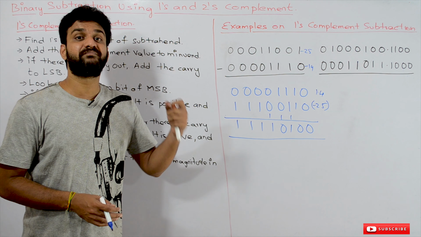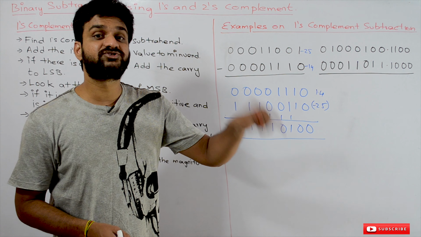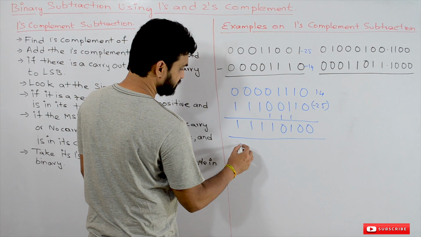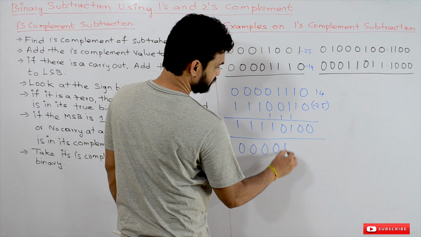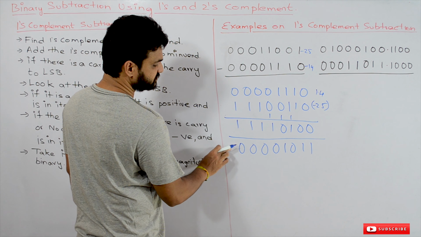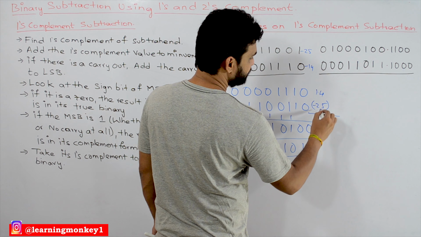In order to get the magnitude of the negative number, what do we have to do? We have to do the ones complement of the given number. So again, finding the ones complement of this is 0 0 0 0 1 0 1 1. And we have to just add. So this is the magnitude of the number.